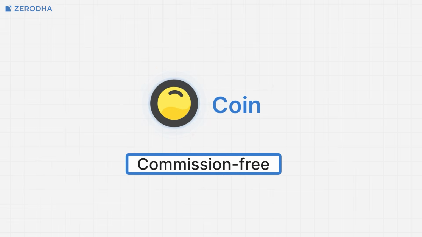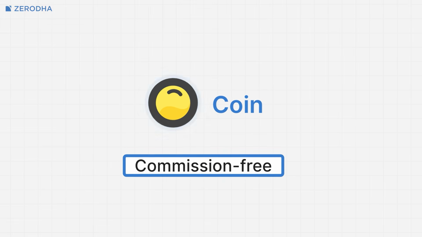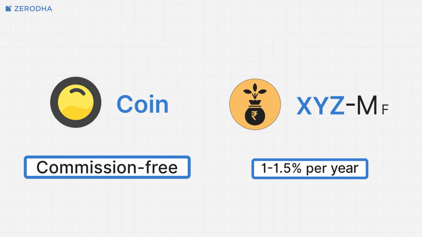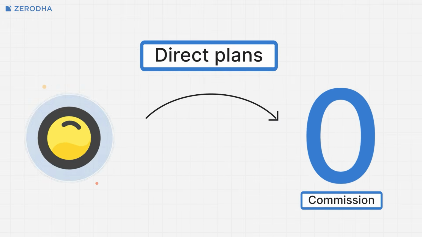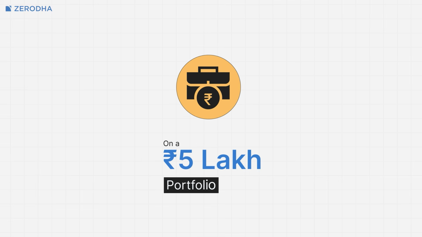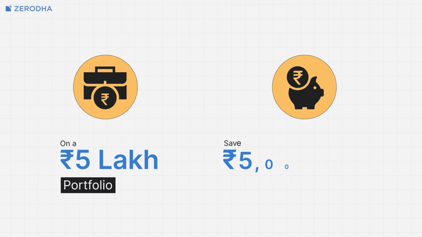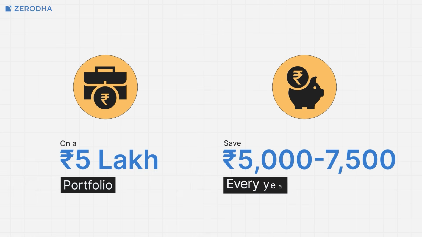Coin is our commission-free mutual funds platform. Regular mutual fund plans have distributor commissions of 1 to 1.5% annually, but Coin offers direct plans with zero commissions. On a 5 lakh rupee portfolio, you save anywhere between 5,000 to 7,500 rupees every year.